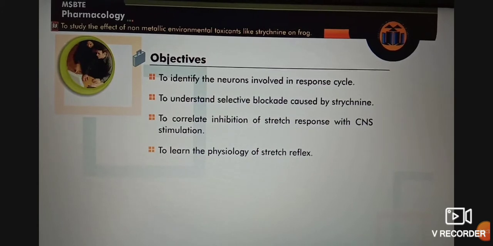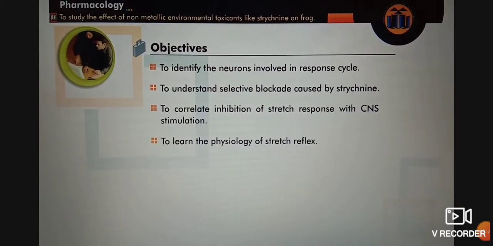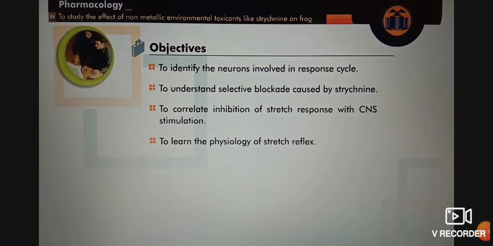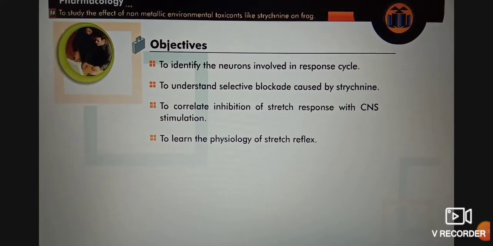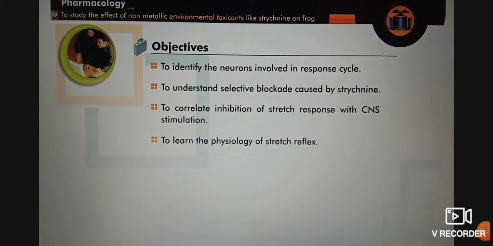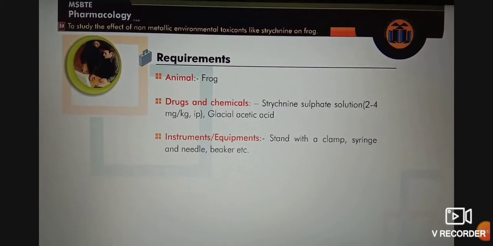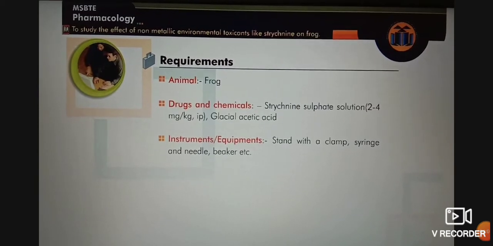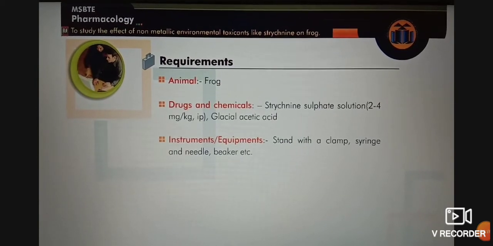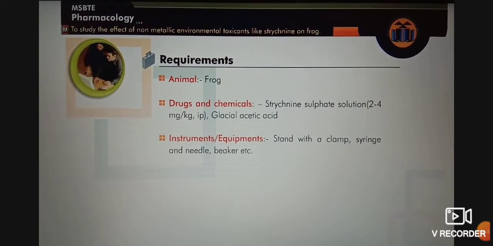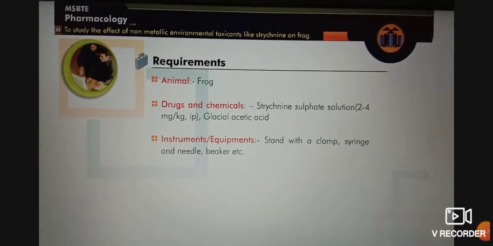Objectives of this experiment are to identify the neurons involved in response cycle, to understand selective blockade caused by strychnine, to correlate inhibition of stretch response with CNS stimulation, and to learn the physiology of stretch reflex. Requirements for this experiment: we need animal frog, drug and chemical strychnine sulfate solution 2 to 4 mg per kg, glacial acetic acid, and instruments or equipment like stand with clamp, syringe and needle, beaker, etc.